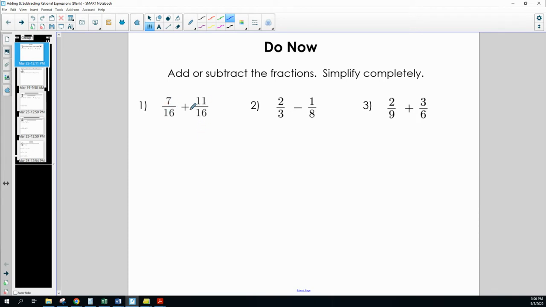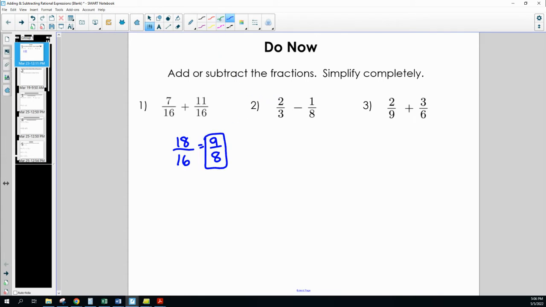So, in number one, we can see that both of these denominators are the same. So, when the denominators are the same, you can go ahead and just add the tops together. So, I would add 7 and 11 to get 18. And then I would keep that common denominator and get 16. Now, in order to simplify this, I want to look for a common factor, and both 18 and 16 have a common factor of 2. So I can divide 2 out of both of these, and I would end up with 9 over 8.